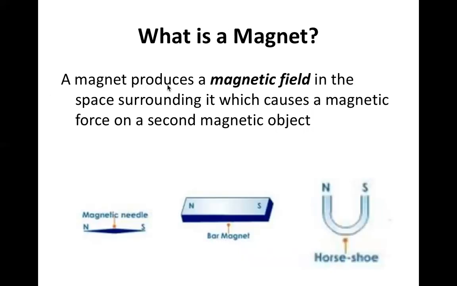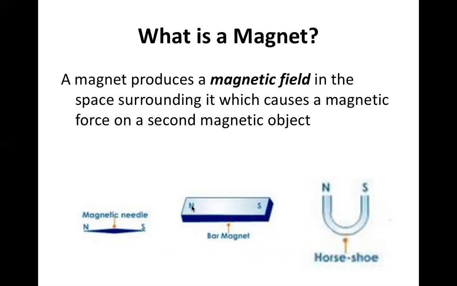So a magnet produces a magnetic field in the space surrounding it, which causes a magnetic force on a second magnetic object. So a compass is an example of a magnet. It's just a very small magnet that is pivoting or floating. If we took a bar magnet and tied it with a string and then held that string, that bar magnet would be free to float around, and that bar magnet would act like a compass.